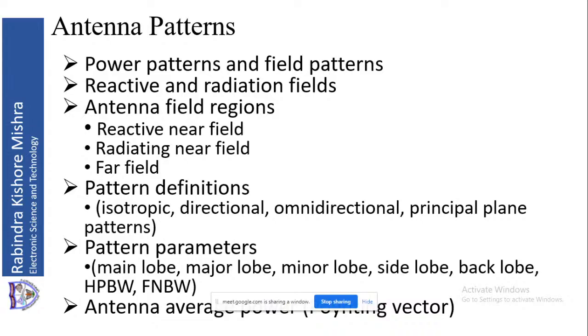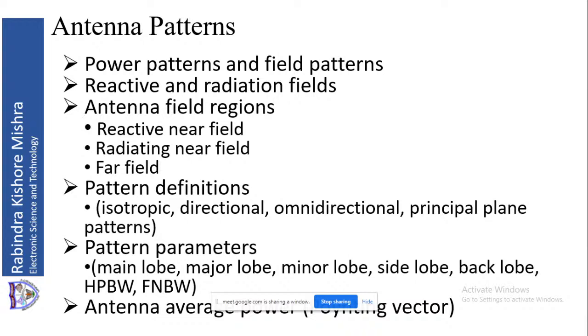So this is about the compare and contrast. Then, by definition, the power pattern is the variation of power over space in terms of theta and phi. That is the power pattern. Similarly, the field pattern is the variation of field over space in terms of theta and phi. That is the field pattern. These are the definitions. Other definitions I have given you in the class.